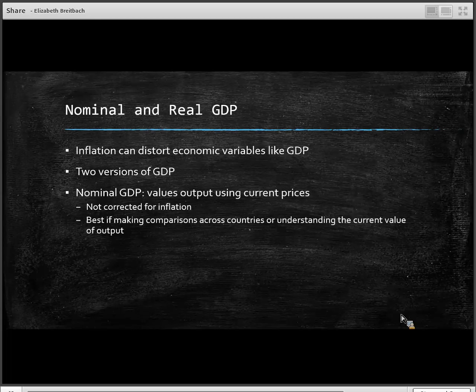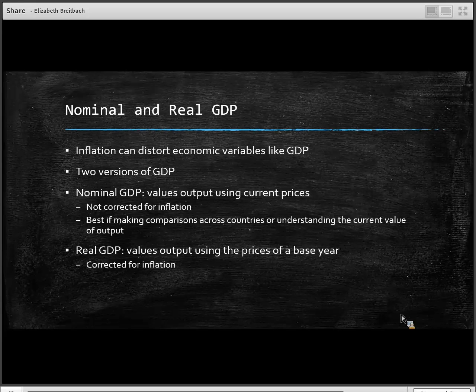Our next indicator, real GDP, is going to be corrected for inflation. And it's corrected for inflation because we use a constant set of prices in a base year. So again, if we were comparing today to 2001, and we said 2001 is this base year, then we would use 2001 prices to calculate GDP in 2001, but we'd also use 2001 prices today. And what that allows us to do then is make comparisons over time.